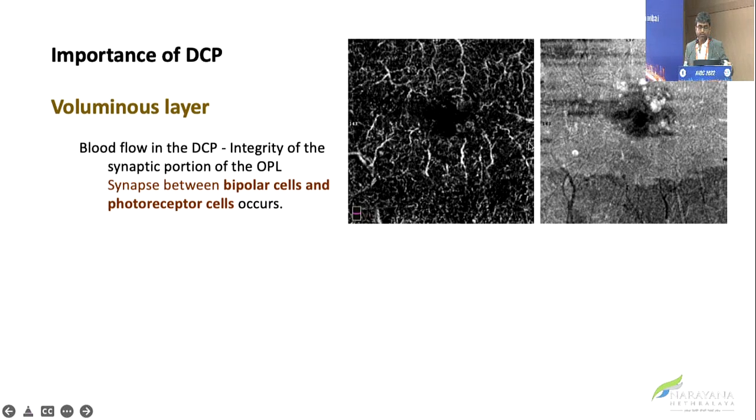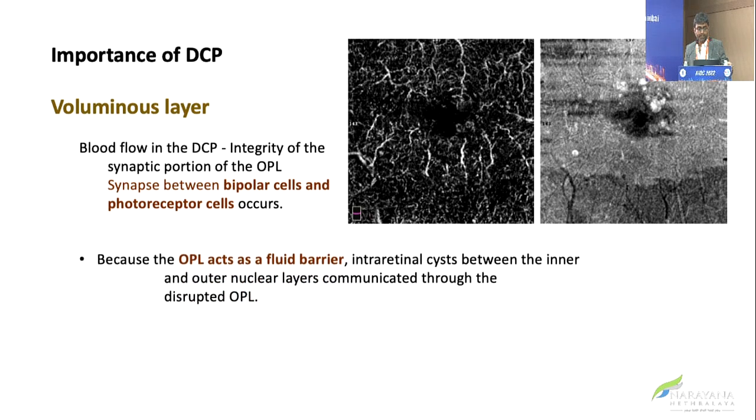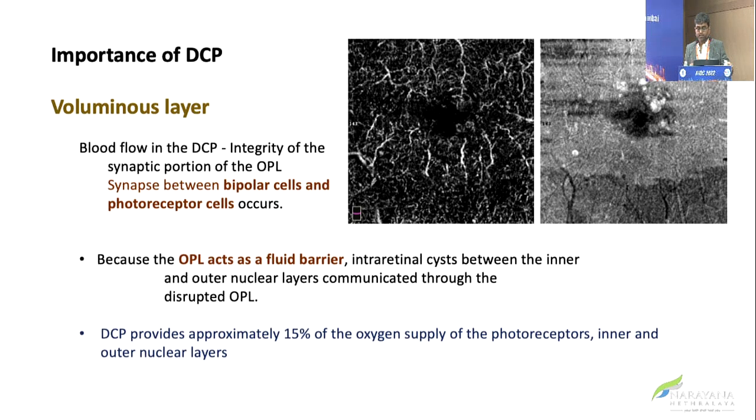So coming to the importance of DCP, now we know that DCP is more important in DME when compared to SCP. The synapse between bipolar cells and photoreceptor cells happens here, because it's a voluminous layer. And since OPL acts as a fluid barrier, intraretinal cysts between inner and outer nuclear layers communicate to the disrupted OPL, and this leads to the eventual damage and non-responsiveness.